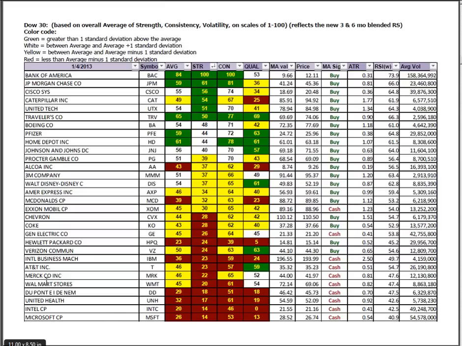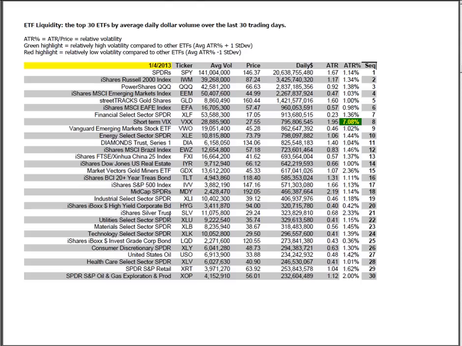I want you to notice that Hewlett-Packard has moved off the bottom, up about one-third off the bottom. So that's been quite a turnaround for them, almost a 15% move off their bottom. But clearly in tech land, it's Cisco leading the way. ETF liquidity based on the top 30 ETFs by average daily dollar volume. See the volatility spike in the VIX.